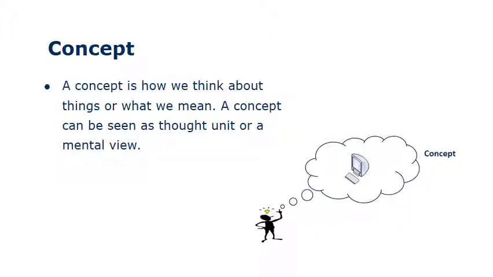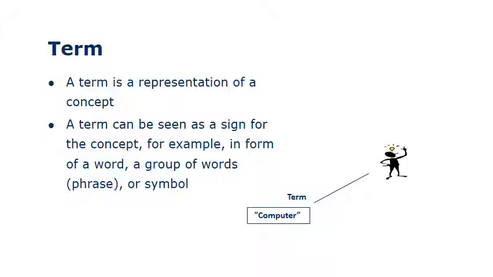A concept is how we think about things, or what we mean. A concept can be seen as a thought unit or a mental view, the picture you get in your head when you think about things. A term is a representation of that concept. It could be seen as a sign for the concept, some kind of identification for the concept. For example, in the form of a word, a group of words, sometimes called a phrase, or a symbol.